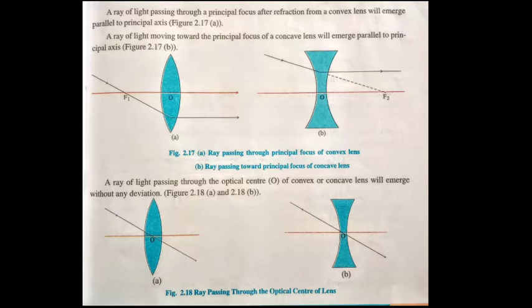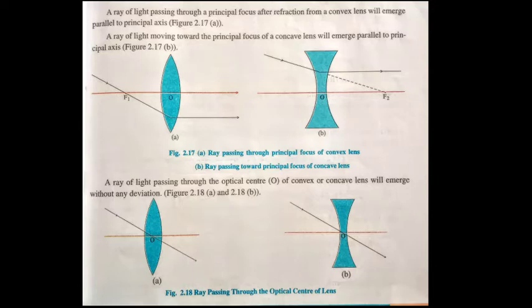A ray of light moving towards the principal focus of a concave lens will emerge parallel to the principal axis, figure B. In this, if we take the concave lens, then the rays coming and incident on the concave lens, after refraction, will become parallel to the principal axis.